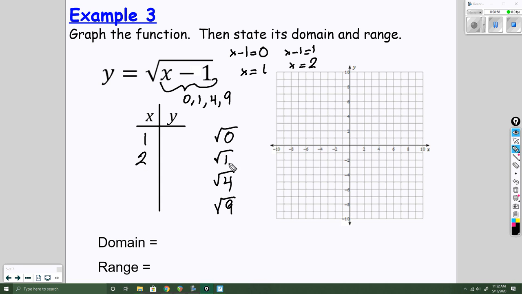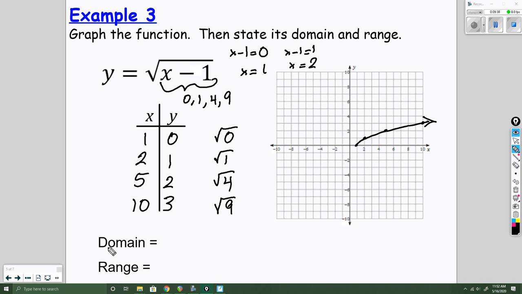So if x is 2, then when we plug it in, we have 2 minus 1, which means we're just taking the square root of 1. All right, so x minus 1 equal to 4, and we get 5. And then set x minus 1 equal to 9, and we get 10. So by plugging in these values, we'll be taking the square root of 0, 1, 4, and 9. All right, so we got our input values and our output values. So let's plot those. And now graph our function.